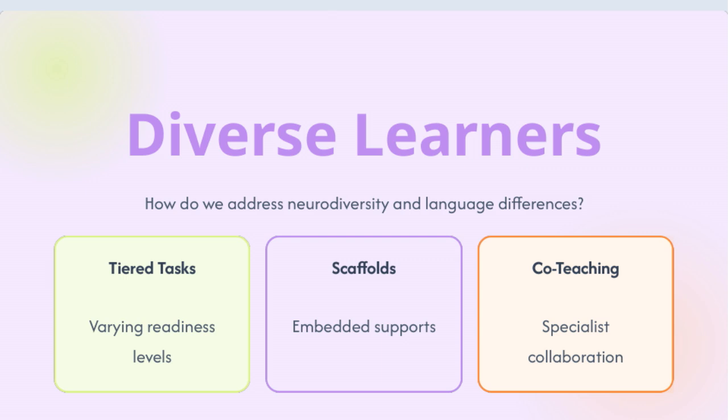Now, a big question we often ask ourselves is, how do we address neurodiversity and language differences? The answer lies in creating flexible, inclusive strategies that recognize and celebrate these differences rather than trying to fit everyone into a one-size-fits-all approach. When we focus on diverse learners, we're not just accommodating, they're central to our planning. We adapt our methods, materials, and supports to ensure every student has access to meaningful learning experiences. Ultimately, our goal is to foster an environment where all learners feel valued, supported, and capable of success.